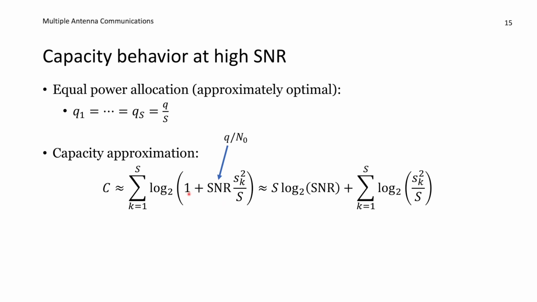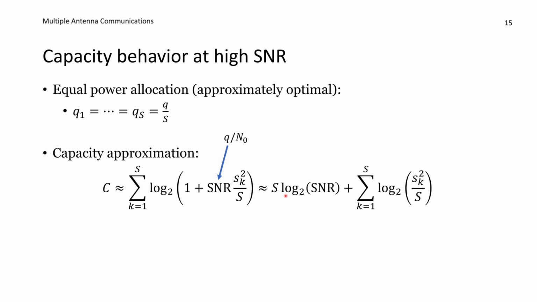In that case, we can take this summation over log 2 of SNRs and write it like this. We have S terms that all of them are log 2 of SNR. Then what remains is a summation from 1 to S of the logarithm of sk squared divided by S. So this is what we are writing as the second term here. And what I am interested in is this first term here.